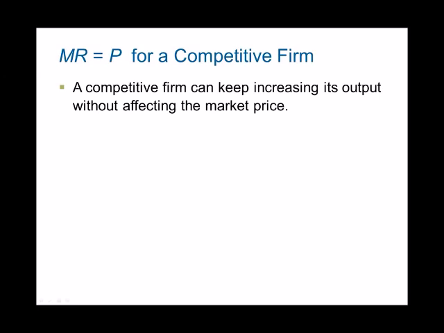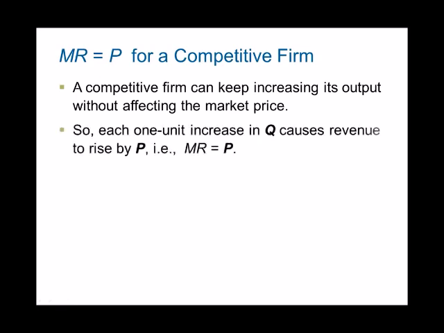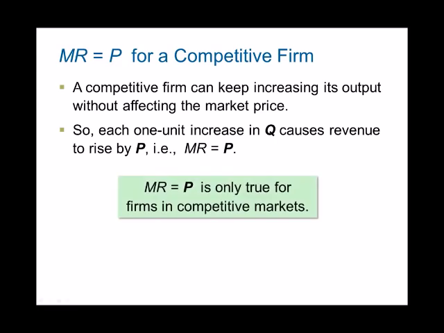A competitive firm can keep on increasing output without affecting market price. So every unit increase in quantity will bring in a revenue that is equal to price. So marginal revenue is always equal to price. Now this is only true for perfectly competitive firms.